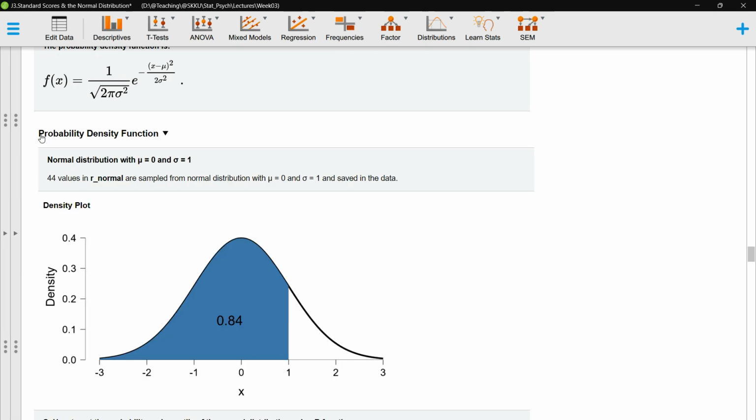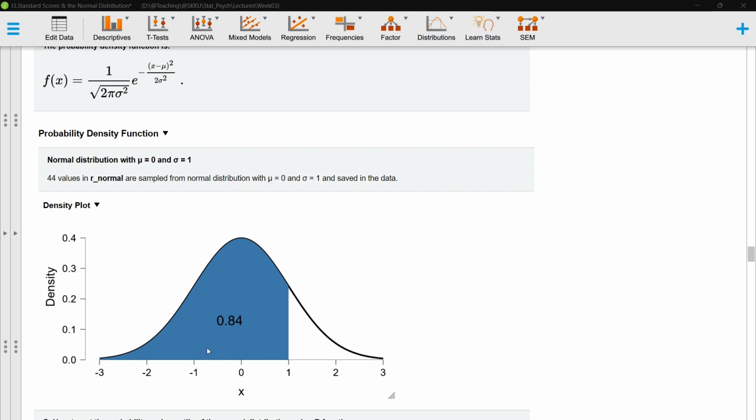And let's look at the probability density function itself. This is a normal distribution with a mean of 0 and a standard deviation of 1. For the interval from negative infinity to the positive number 1, we have the cumulative probability of 0.84. And actually, the area under this curve is exactly like this one.